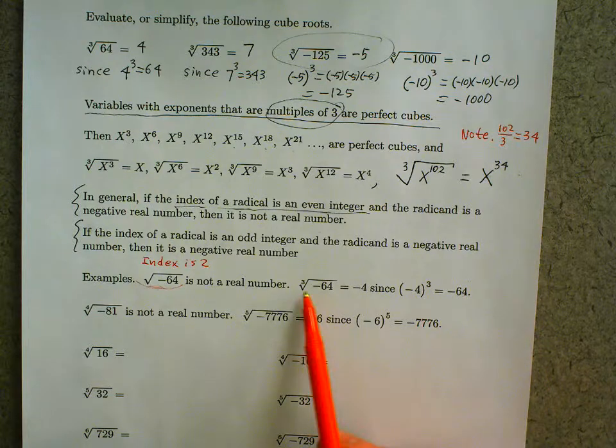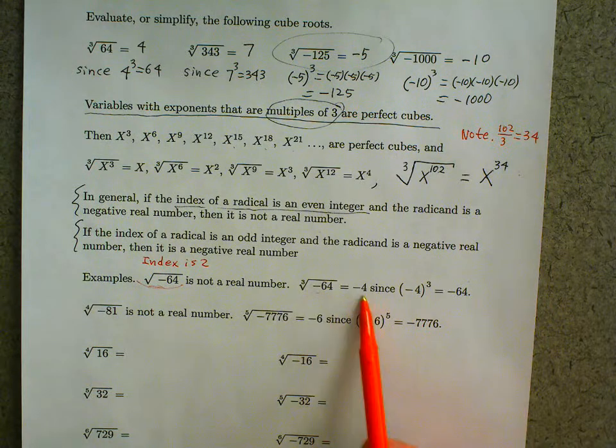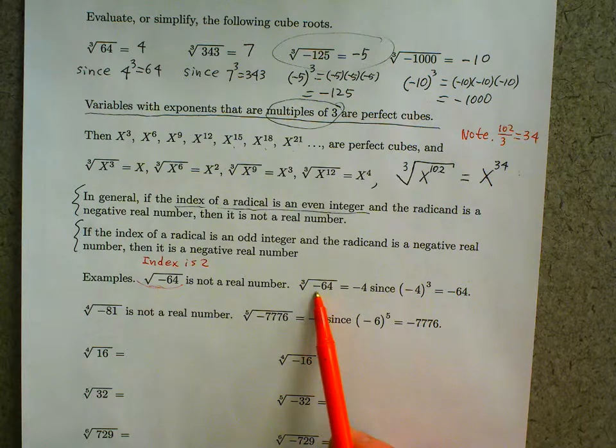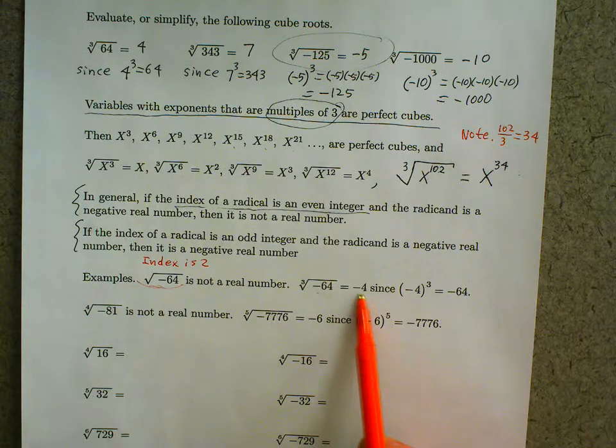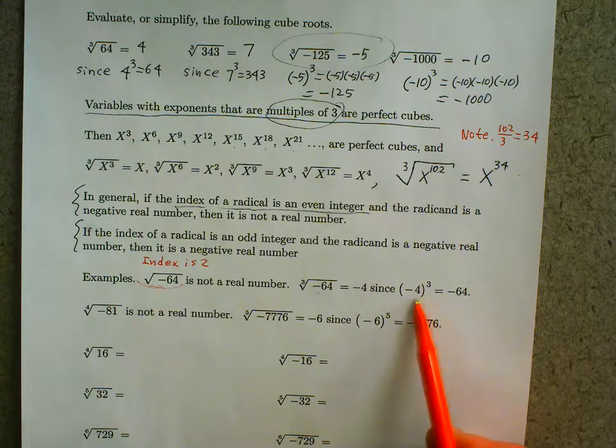But on the other hand, if the index is odd, like 3, and the radicand is negative, then that's equal to a negative real number. In this case, the cubed root of negative 64 is equal to negative 4, since raising the number negative 4 to the third power equals negative 64.